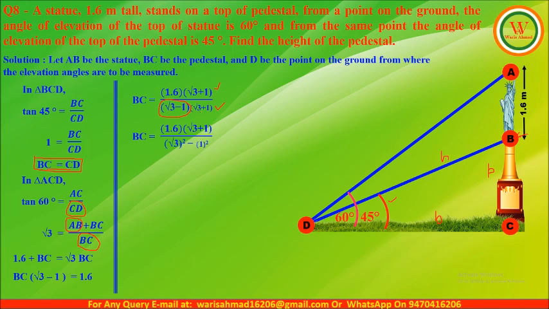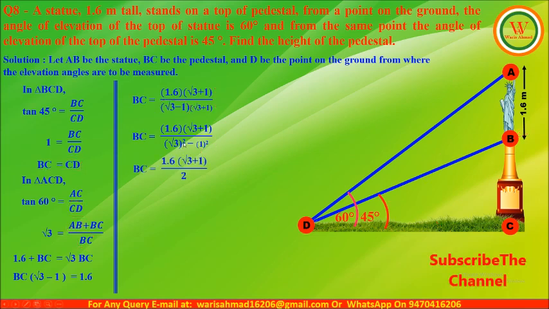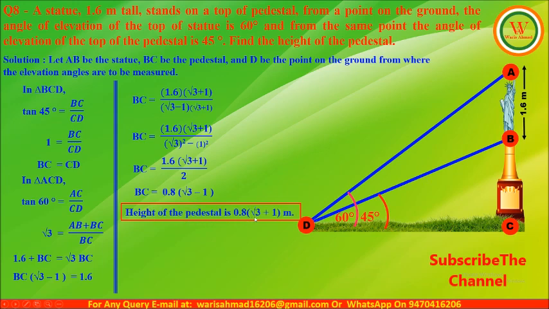Now a minus b times a plus b gives a square minus b square. The numerator will remain the same, and in the denominator root 3 square equals 3, minus 1 square equals 1, so 3 minus 1 equals 2. Now 1.6 divided by 2 equals 0.8, multiplied by root 3 plus 1. So BC equals 0.8 multiplied by root 3 plus 1. So the final solution of this question is that the height of the pedestal is 0.8 into root 3 plus 1 meter.